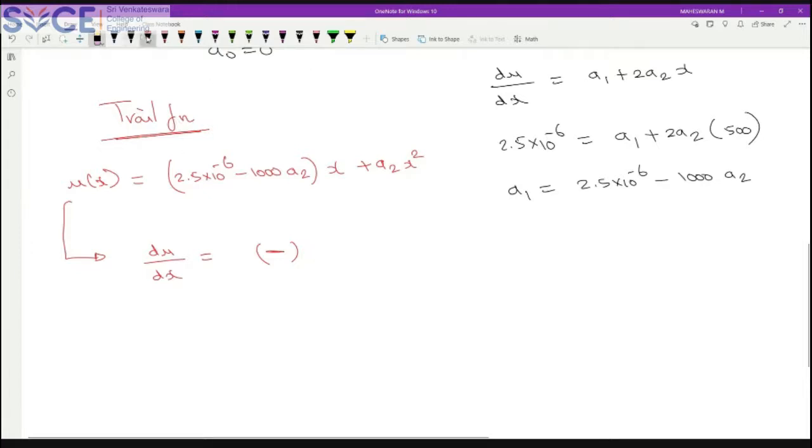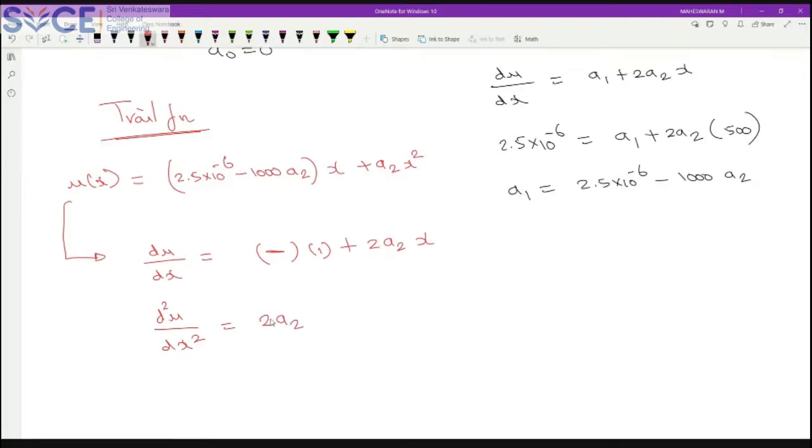So x, when I differentiate, you will get 1, plus this one 2a2x. So x square, when I differentiate, I'll get 2x. So again, when I differentiate this, d square u by dx square, what happens? This becomes 0. So this will become 2a2. So I get only 2a2.